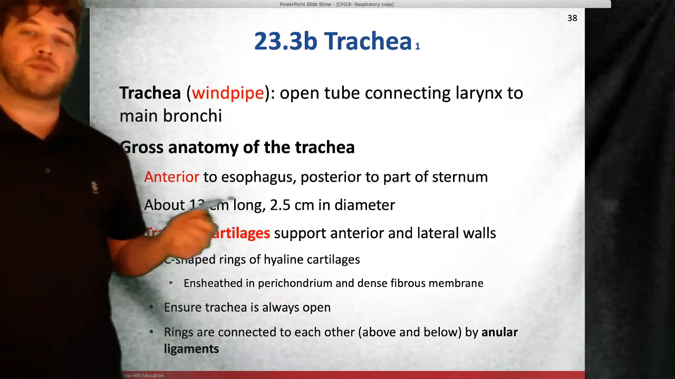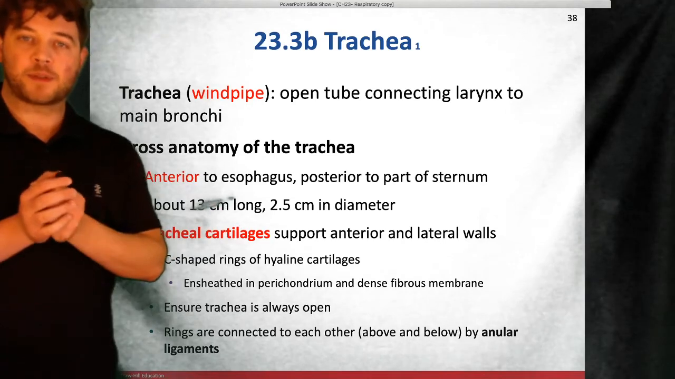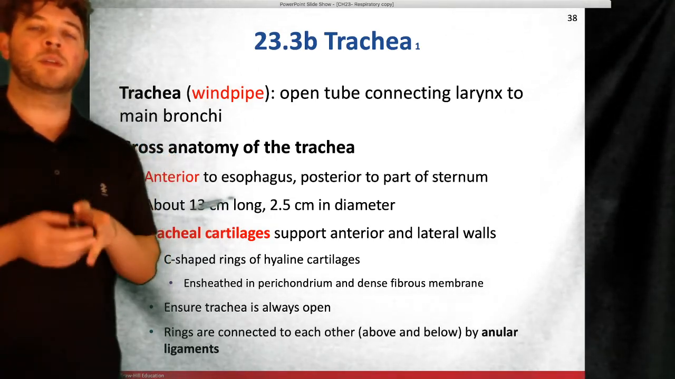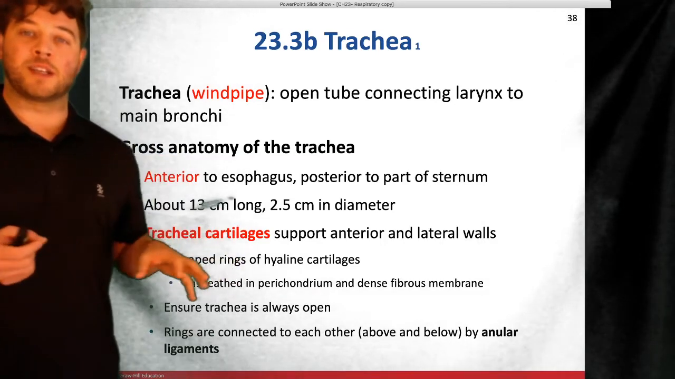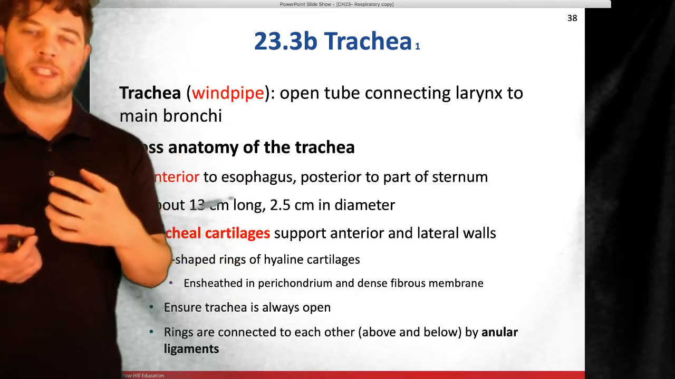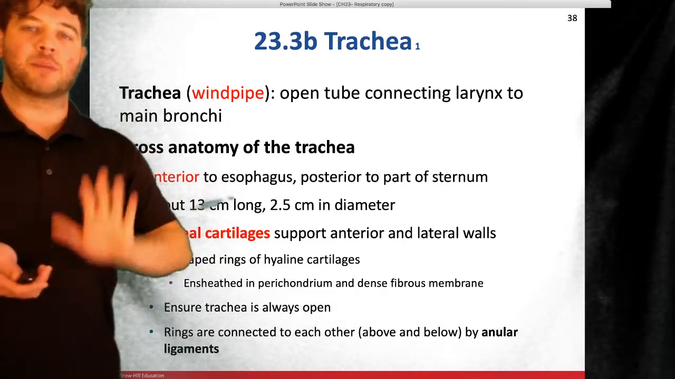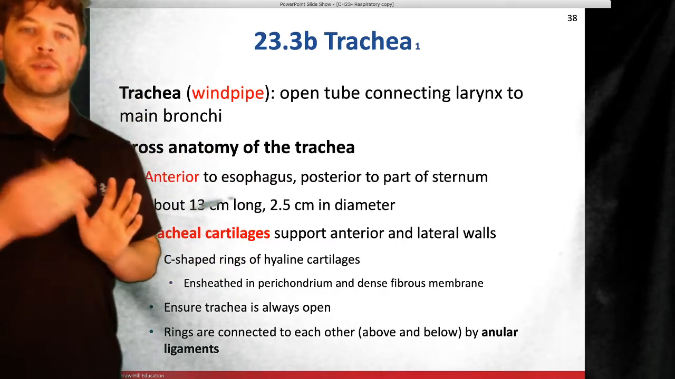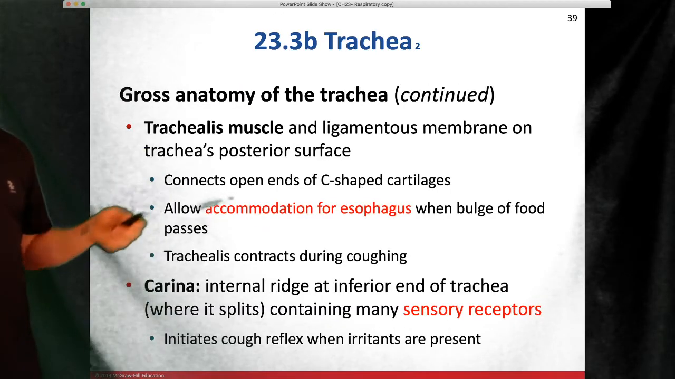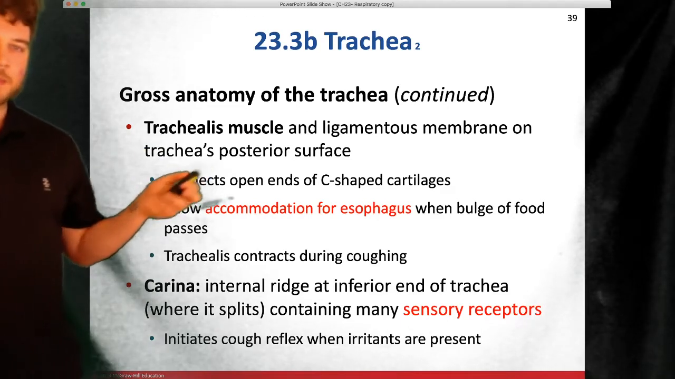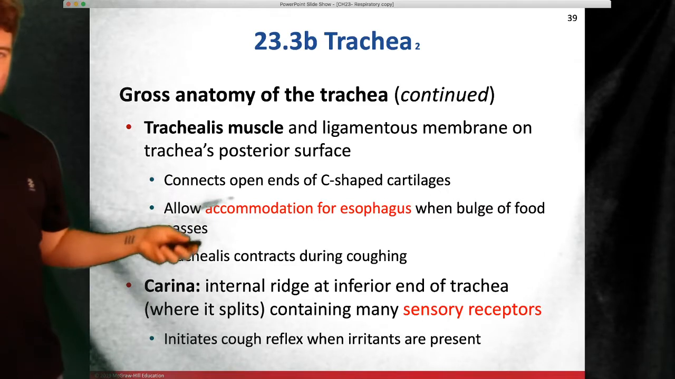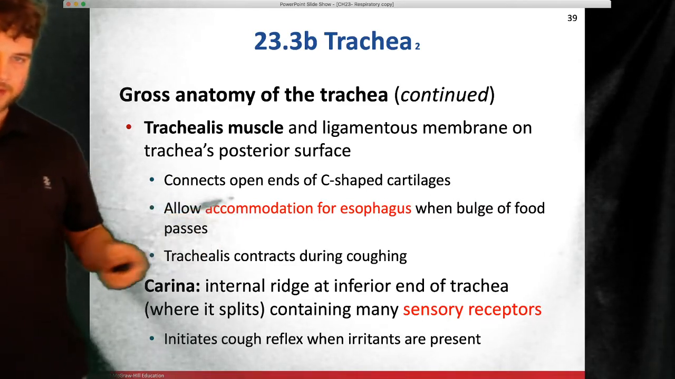So the esophagus, if you remember, is a muscular tube that will collapse when there's no food in it, and then it opens back up and expands when food moves into it. The trachea always stays open. It has to constantly remain open, patent, if you will. The tracheal rings help to keep it open and patent, but they're C-shaped, so they're flat on the back to allow the esophagus to expand and push up into it. The trachealis muscle and ligamentous membrane are on the trachea's posterior surface. Really the big thing from this is, again, allowing for the accommodation of the esophagus.